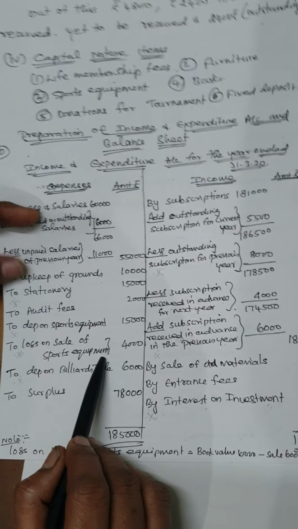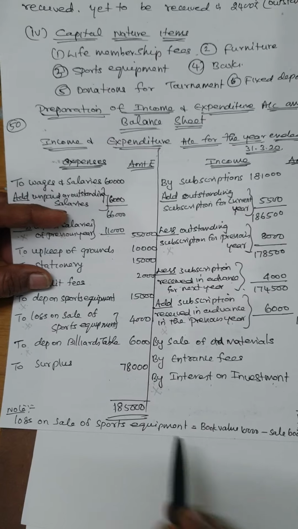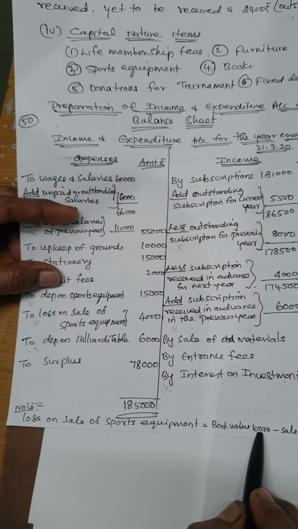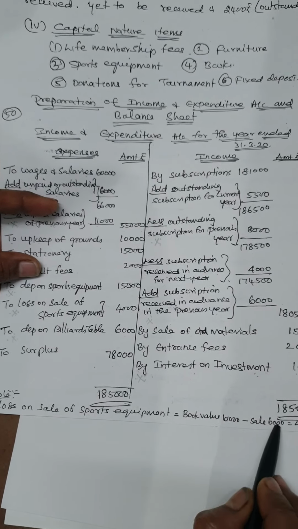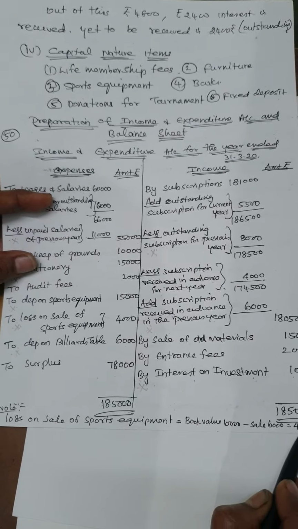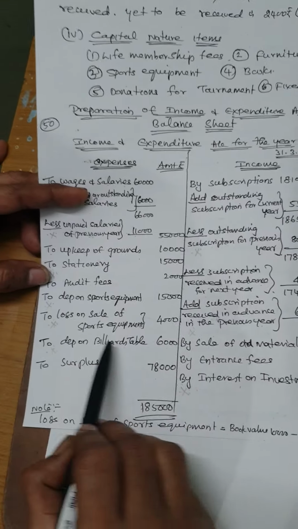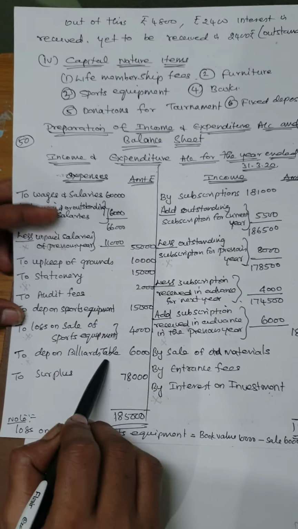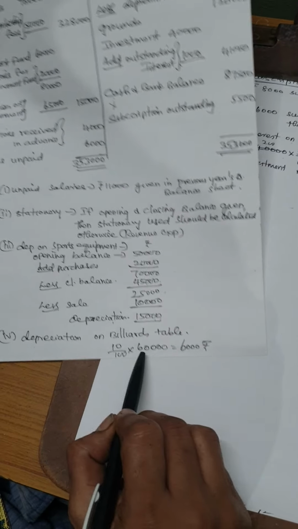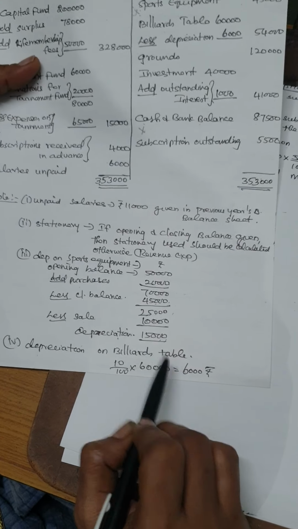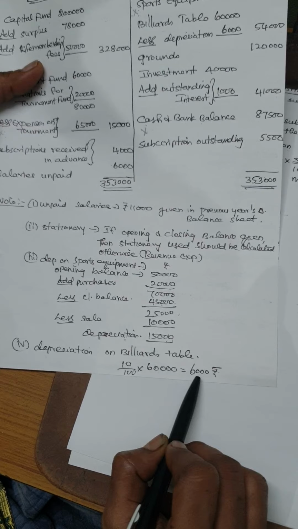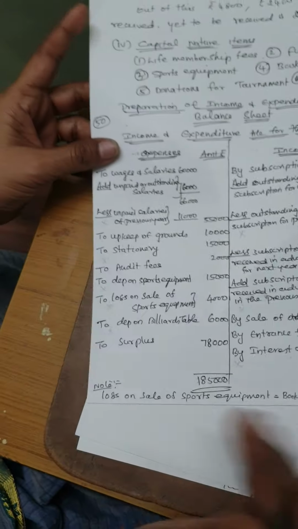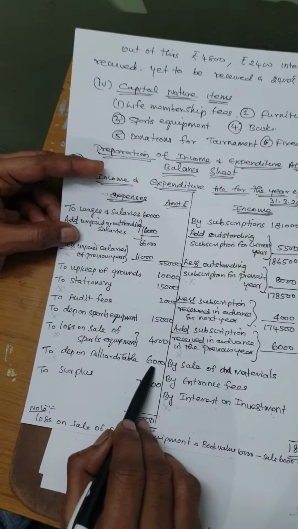Loss on sale of sports equipment is given in the question. Book value is 10,000, sale value 6,000 is given. So the difference, 4,000, is loss on sale of sports equipment. Then depreciation on billiards table is given in the question. 60,000 is given in the question, so 10% of that is 6,000. So that 6,000 is taken as depreciation on billiards table.